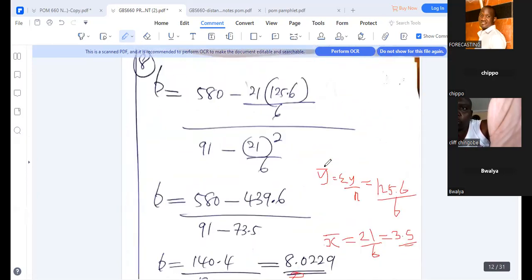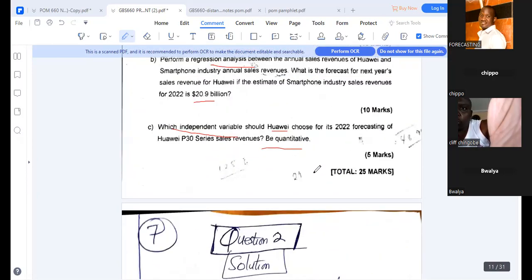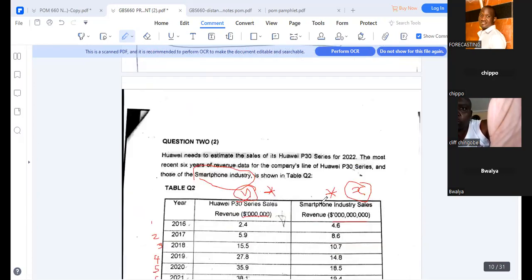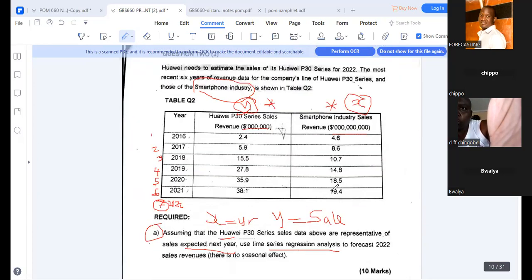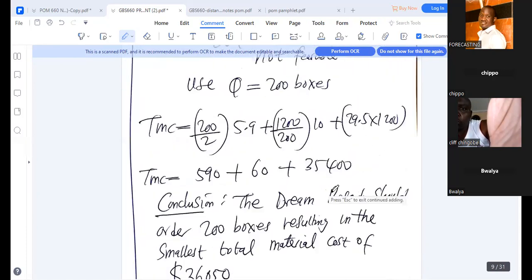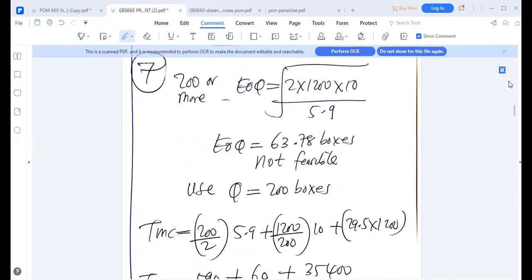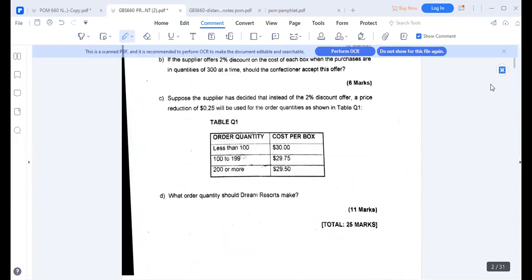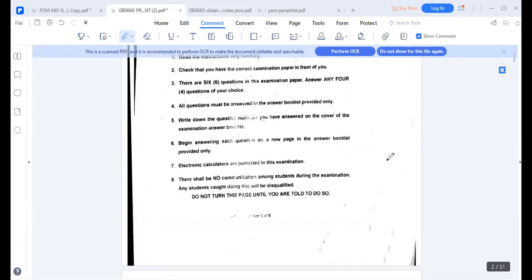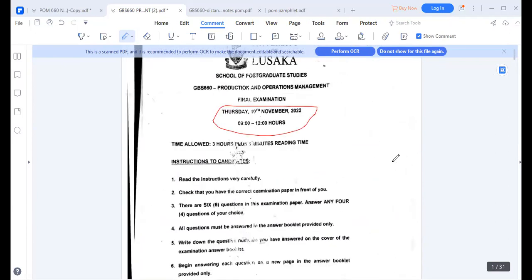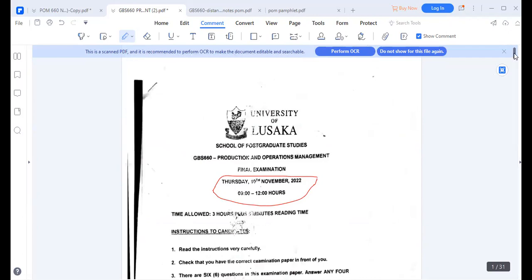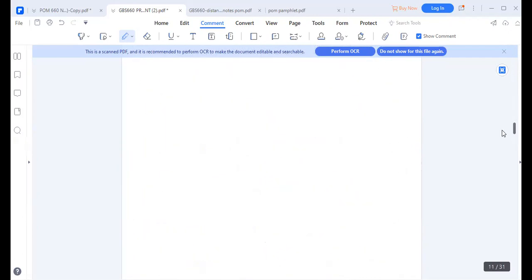And this came in the most recent exam, in November 2022, for those who are doing POM, Production and Operation Management. Please take note of this question. These questions are recycled. You find that they may come in an assignment or they may bounce back in your exam.